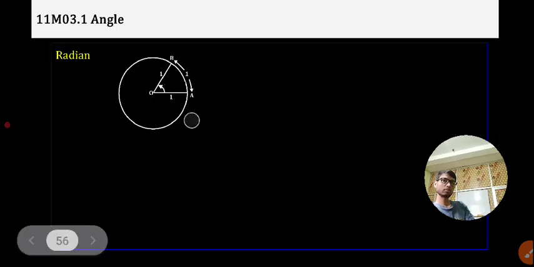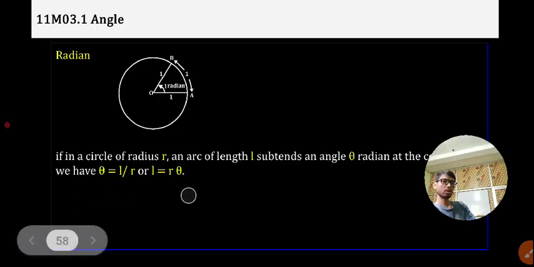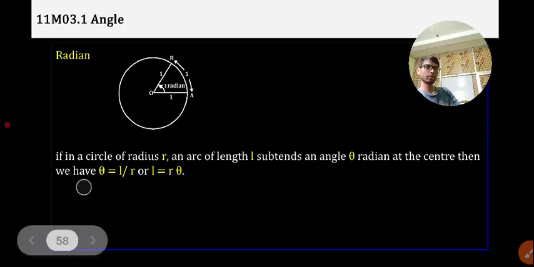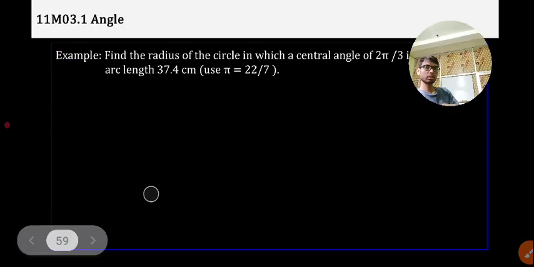Now next we have radian. What is a radian? We can also define a rotation as a radian or as a degree. If in a circle of radius r, an arc of length l subtends an angle theta radian at the center, then this arc divided by the radius will give us the radian. Theta is equal to l upon r, and l is equal to r theta.